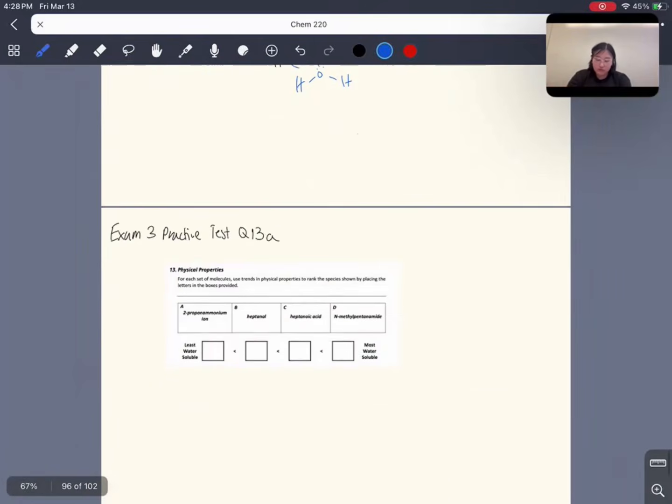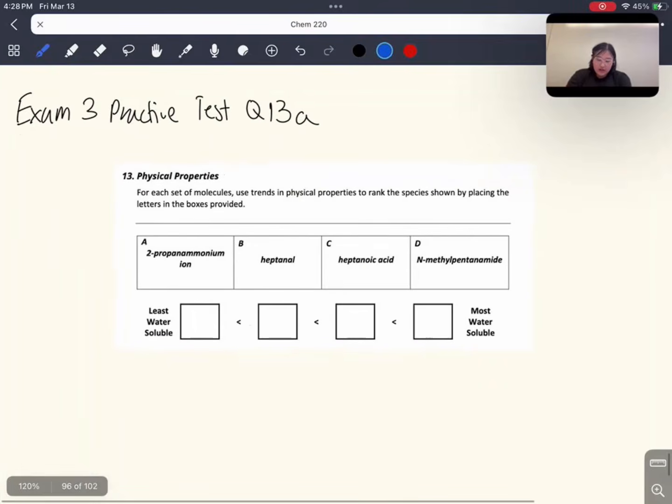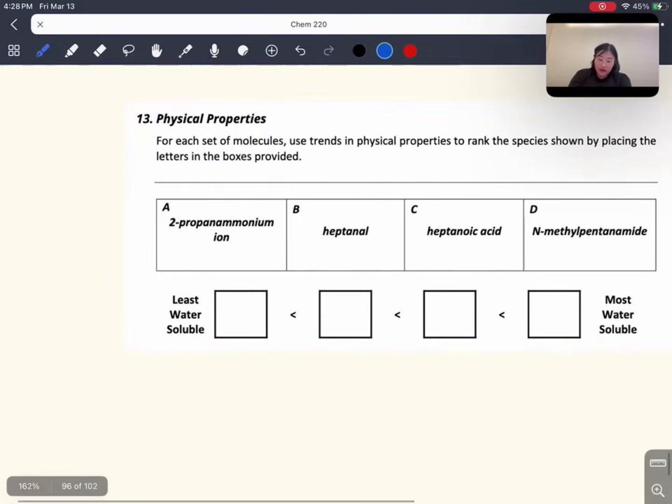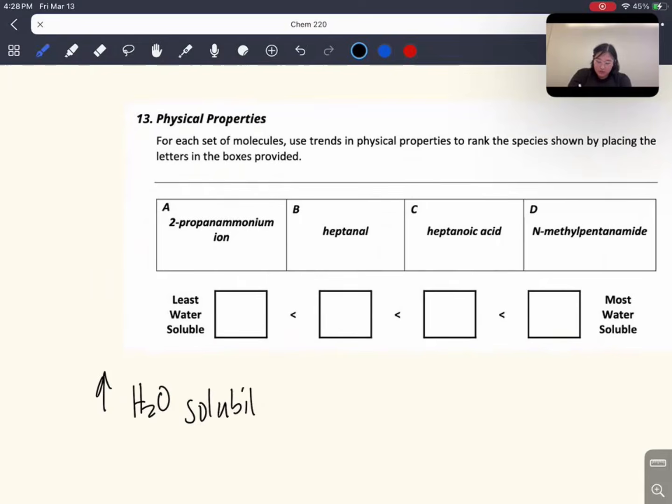Okay. This next question is from exam 3, the practice test, question 13A. So it has to do with physical properties. And in this case, we're looking at solubility. The thing about solubility is that we're looking at solubility in water. So increased water solubility means that your molecule has to be more polar.